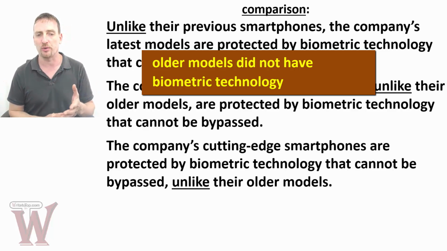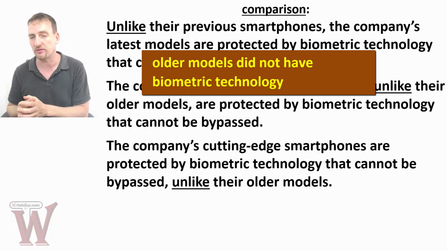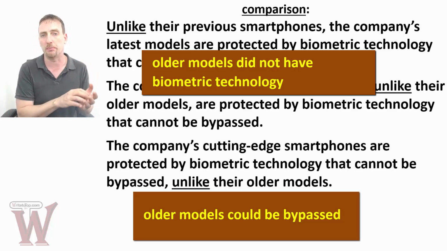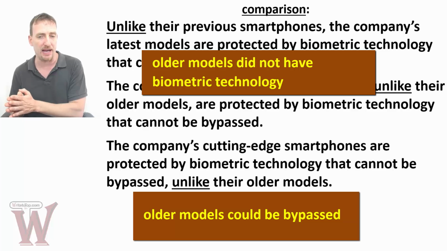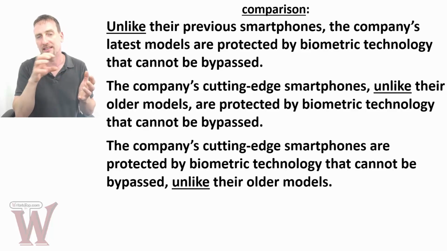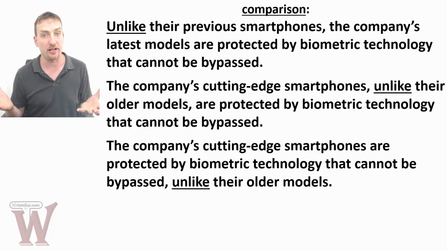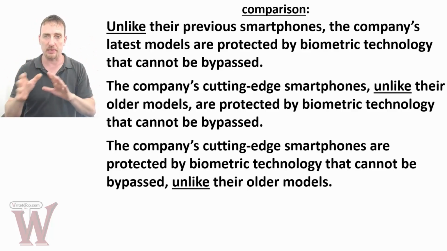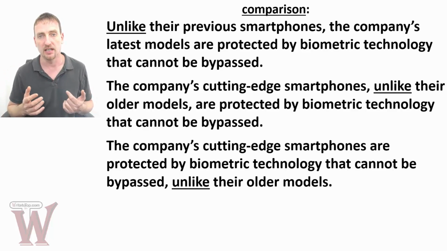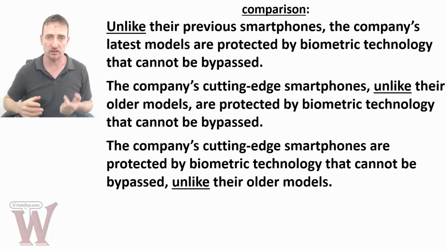The company's cutting-edge smartphones are protected by biometric technology that cannot be bypassed, unlike their older models. So the older models had biometric technology. The new models have biometric technology, but the old ones could be bypassed. The new ones cannot be bypassed, because the comparative, the unlike, is closer to the last point made. That's what's being compared. You're comparing the ability to be bypassed, not whether they have biometric technology or not. So be very careful about placement because it can change the meaning. And as we saw before, it can predict what the next sentence will be depending on which expression you're using, right?